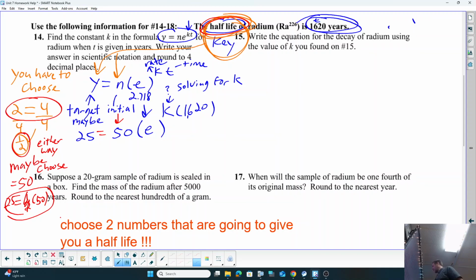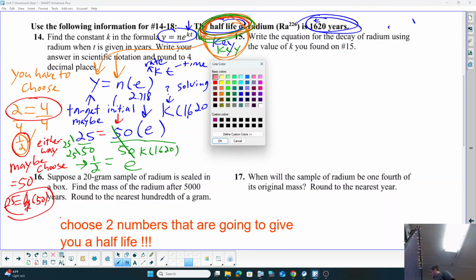Okay, solve for k now. How do you solve for k? That was the hard part, that was the setup. We're going to get 50 to the other side and get our half-life, divide by 50, divide by 50. 25 divided by 50, you do get a half. That's our ticket there. Remember, that's our half-life, that's the key. So it equals e to the k times 1620. Now we want to go ahead and use magenta, and we're going to go ahead and solve now.